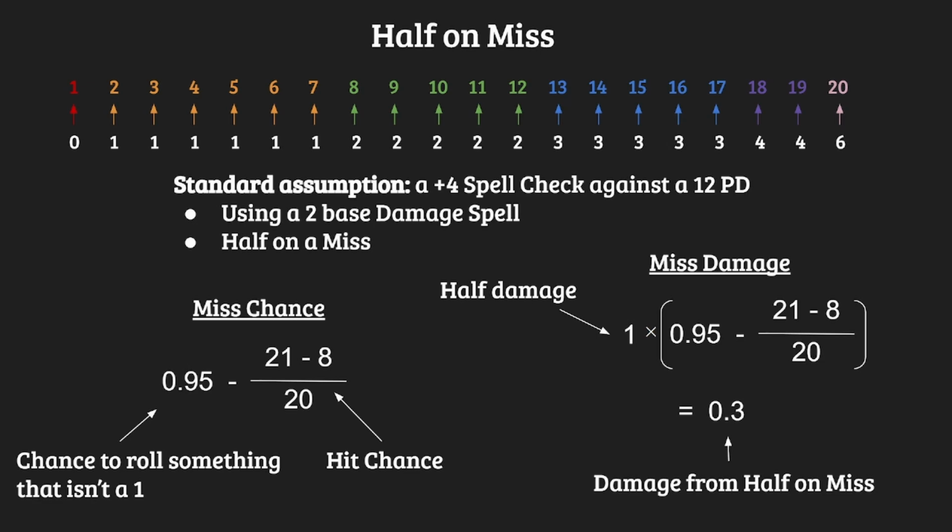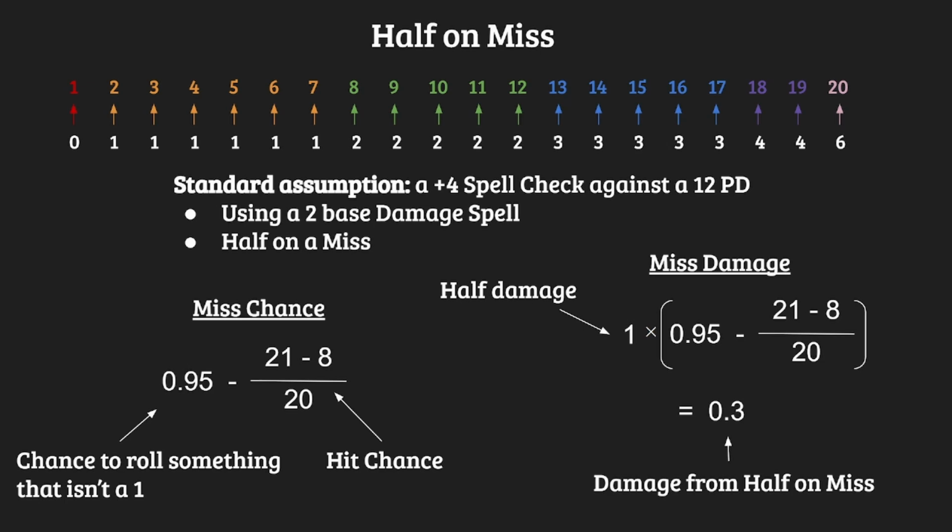isn't a 1, and remove from that the chance that you hit. So now you've basically said, okay, I have all these scenarios where I'm rolling something on the dice, and I'm going to remove from that those scenarios where I actually hit. And what I'm left over with is the chance that I missed. So this is my miss chance. And I'm going to take that and multiply it to the damage, in this case half of the damage, and that's going to give me the miss damage.